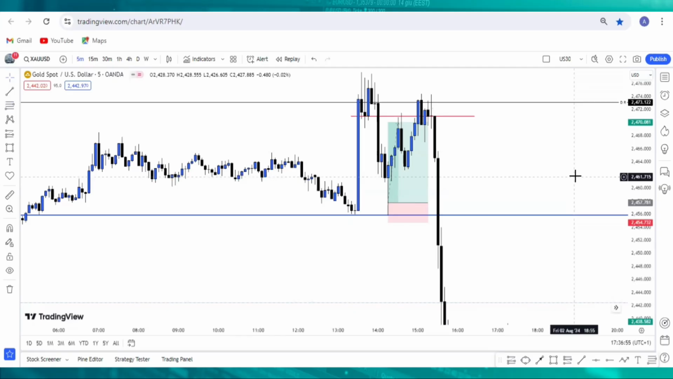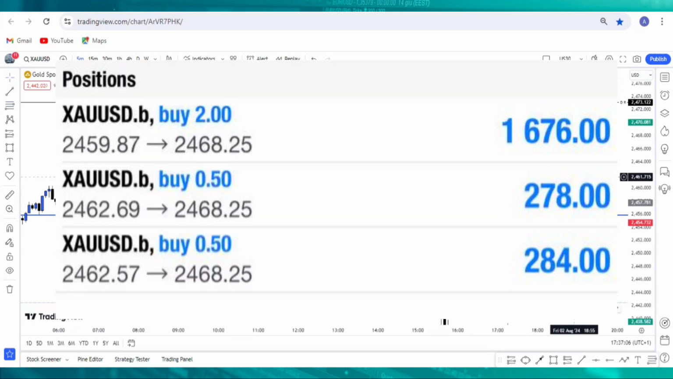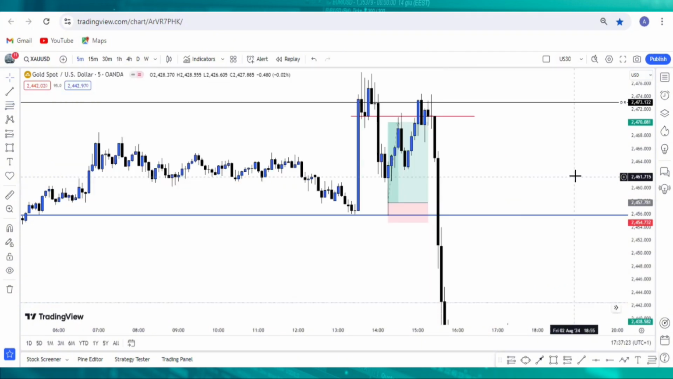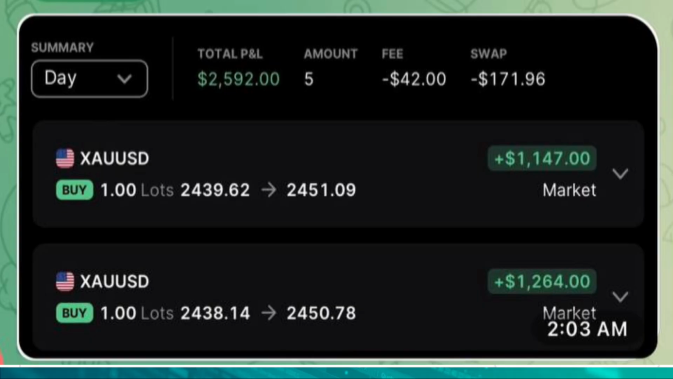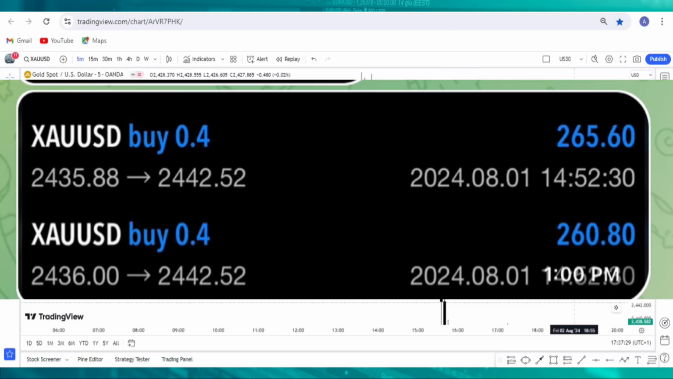XAUUSD became very easy to trade since I started using this strategy. In this video, I'm going to break down the strategy I used and the trade I took on gold and how I was able to make 2K trading XAUUSD. Me and my students have been making tons of money trading gold. You can see this screenshot here, and you can also see this screenshot here.